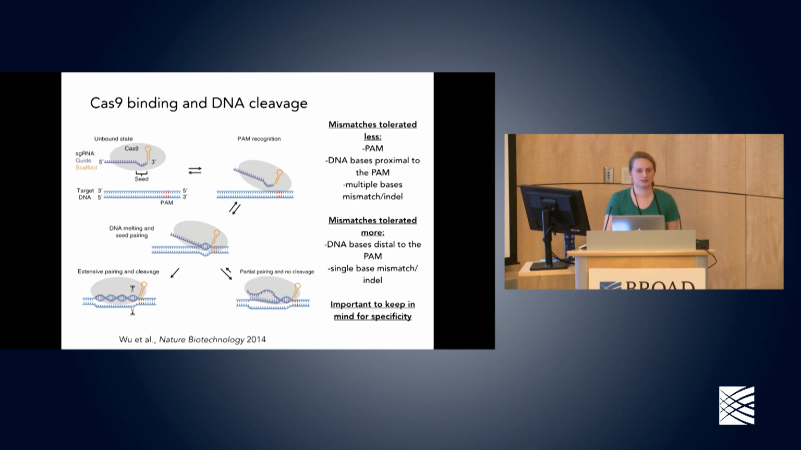Finally, one other thing I'd like to discuss about Cas9 is its mechanism of binding and cleavage. Shown here is the Cas9 protein with its guide RNA. The first way that it interacts with the DNA is that it recognizes and binds the PAM sequence. Upon finding a PAM sequence, it then begins to melt the DNA directly upstream of the PAM and forms pairing between the guide and the target. With extensive pairing, you get cleavage of the DNA. However, if you have partial pairing, this results in no cleavage.